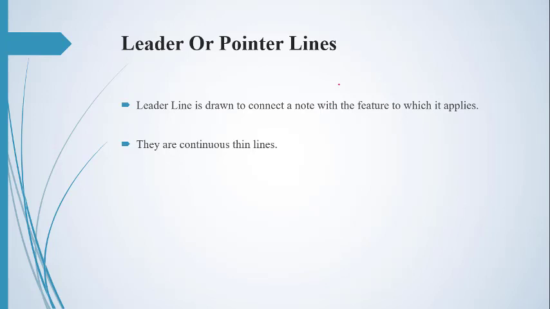The leader or pointer lines are those lines which are drawn to connect a node with the feature to which it applies. They are continuous thin lines. These lines are used to connect a note with a feature.